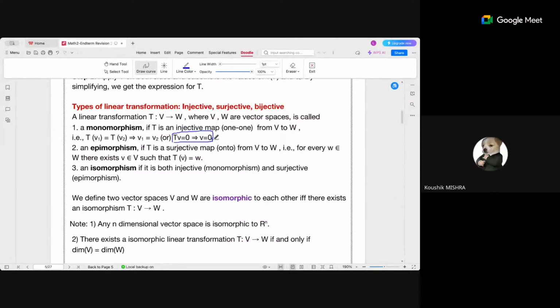If T of v equal to 0 should imply v equal to 0, what does it say about the kernel of T? The kernel of T is only 0. The kernel always has the zero vector, the trivial solution. So whenever you have a one-to-one map, you know that the kernel is the singleton 0.